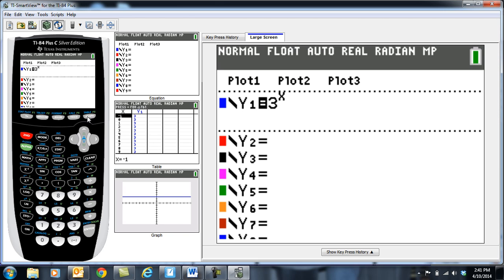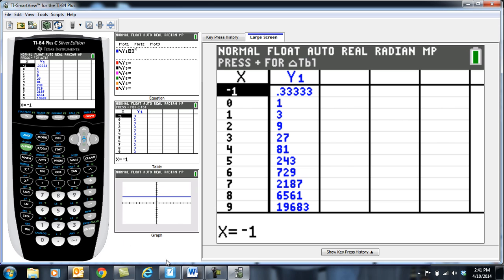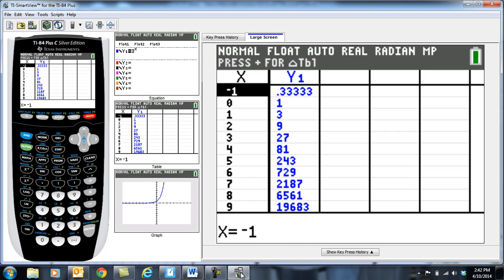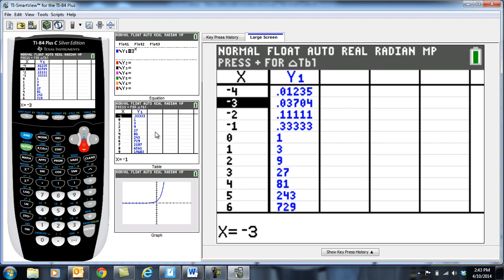So I'm going to go second graph so that I can look at the table, and then over here on my table I'm going to fill it in. And so the first one is at -3. And so when x is -3, you'll see if you're looking at your table that when you have to the -3 power and x is -3, you've got this really weird decimal.